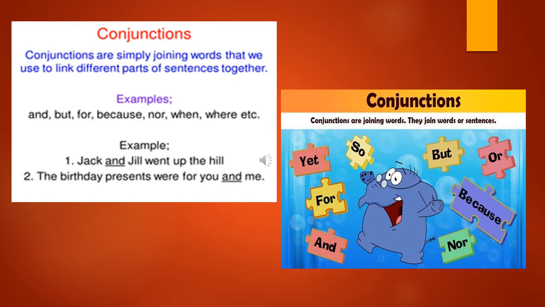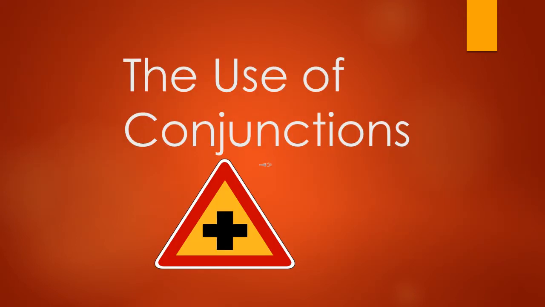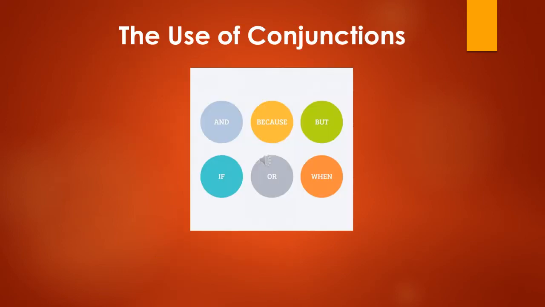So conjunctions are joining words. They join words or sentences. And the words which are conjunctions are yet, for, and, so, but, or, because, etc. Now we will study what are the uses of conjunctions. The words and, because, but, if, or, when, etc. are the conjunctions. Now, what are the uses of conjunctions? We are going to study about this.